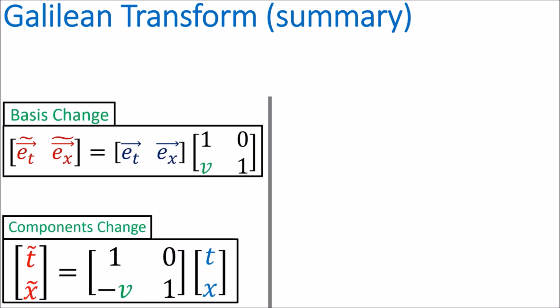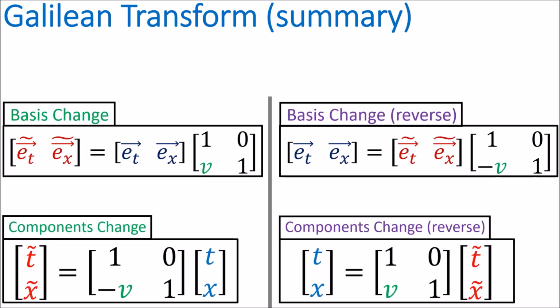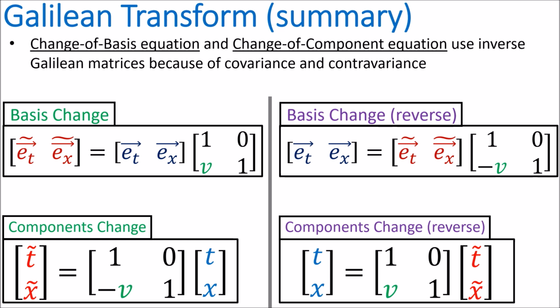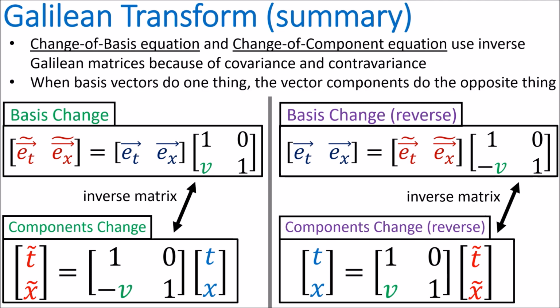So let's sum up everything we've learned about the Galilean transform. We know that the change of basis equation and the change of component equation use opposite or inverse Galilean matrices because of covariance and contravariance. When basis vectors do one thing, the vector components do the opposite thing. That's why the v in the basis equation and the v in the component equation have opposite signs.